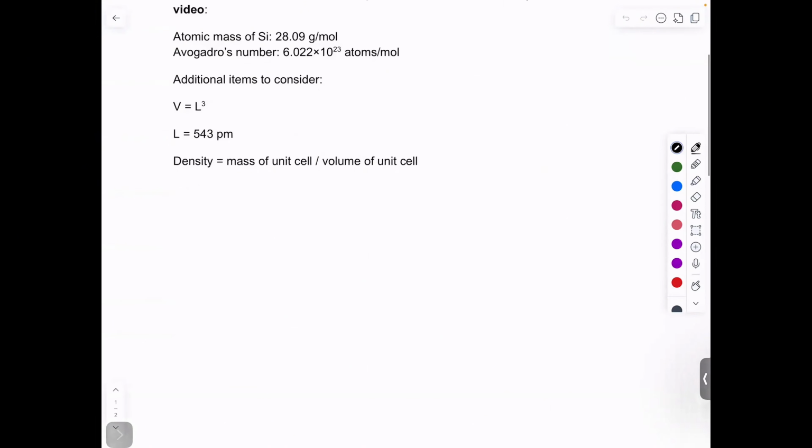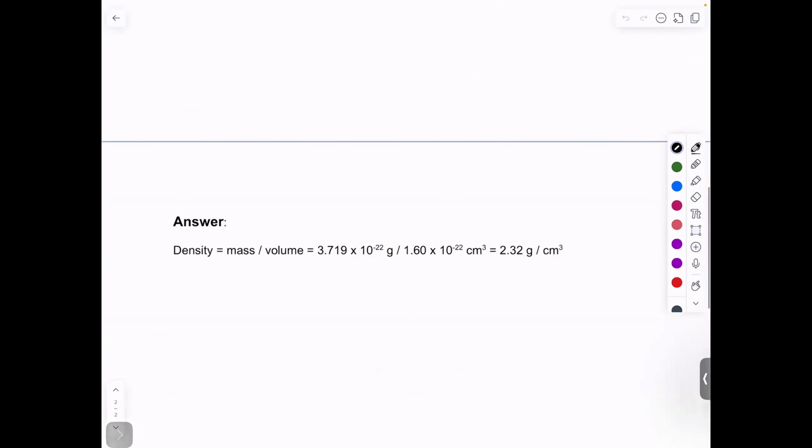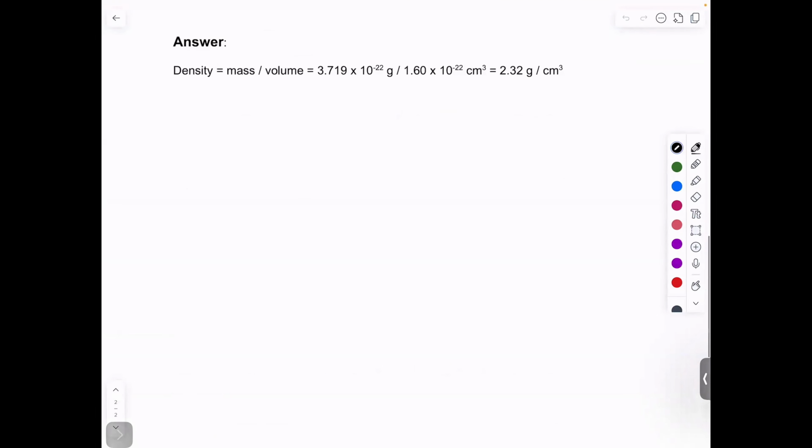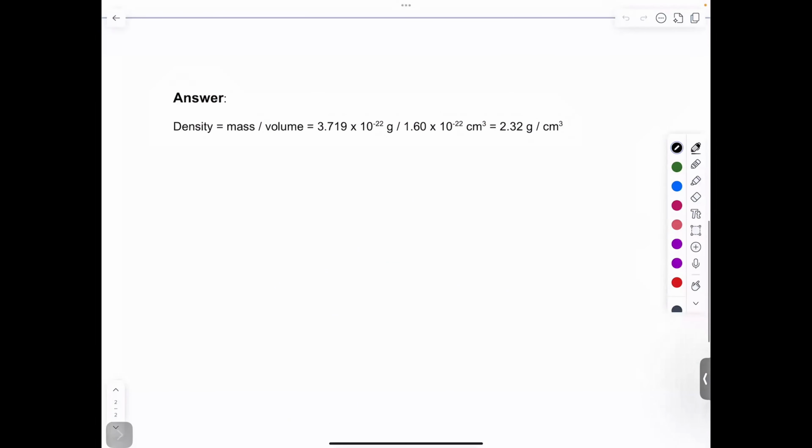So I'm gonna go ahead and scroll down here. And I do give the answer. I should probably block that off. I have, yes, density is mass over unit volume. So once we get these calculations, we'll feed it into our division problem and of course get about 2.32 or 2.33 grams per centimeters cube.